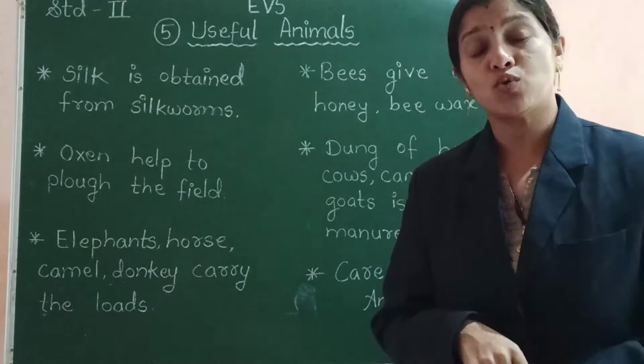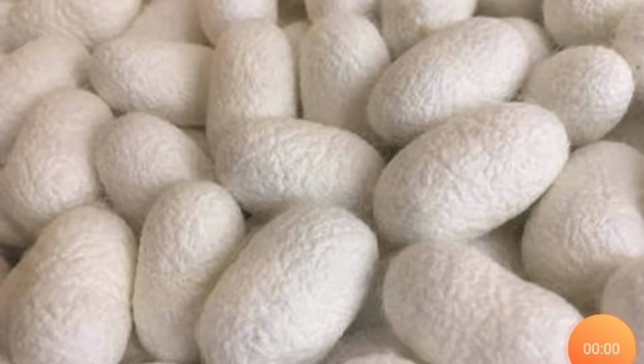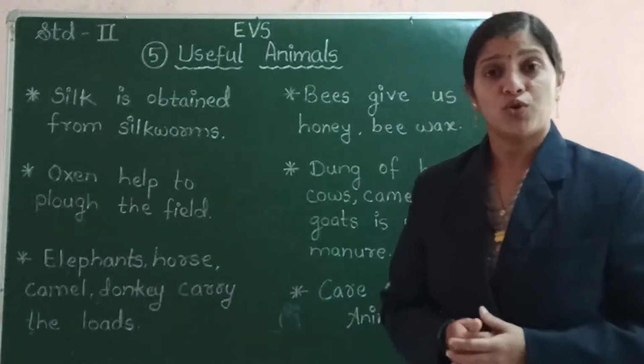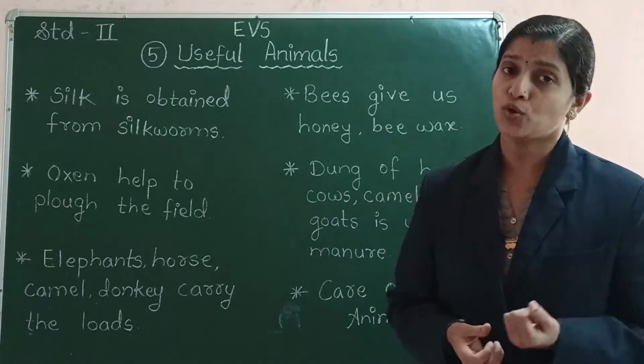Now I will be showing you the picture of a silkworm. This is a silkworm. It feeds on the mulberry leaves for about 42 days and then it forms the cocoon. This is a cocoon. It takes about 3 to 8 days to form this cocoon. This cocoon is formed by the saliva of the silkworms. So you saw how a silkworm looks like. You also saw the picture of a cocoon.